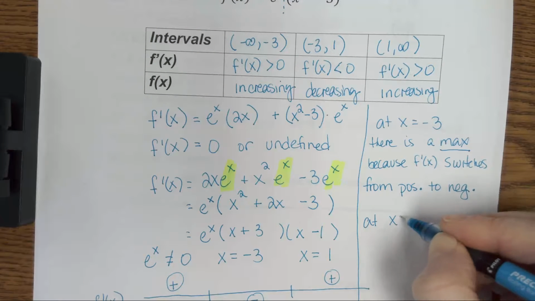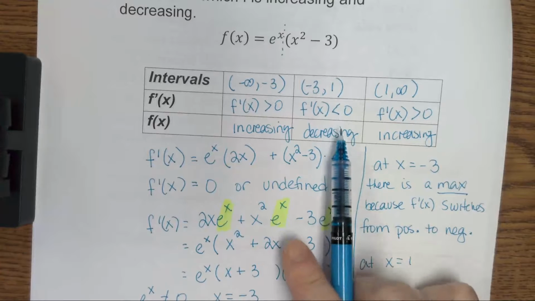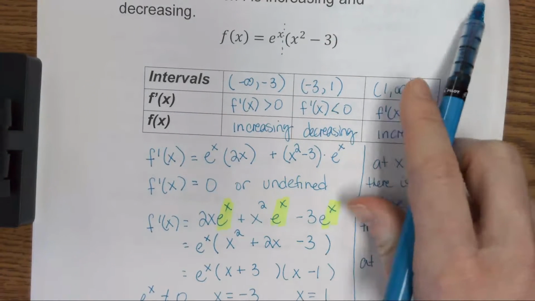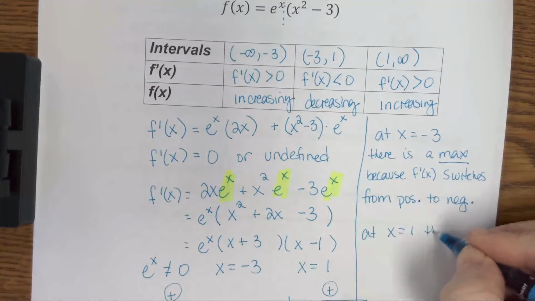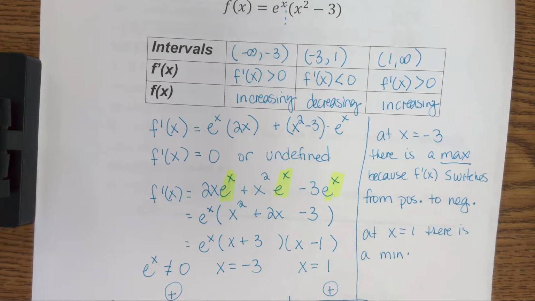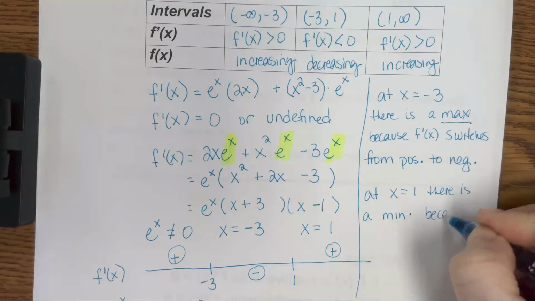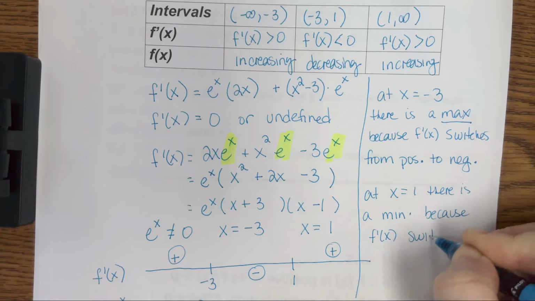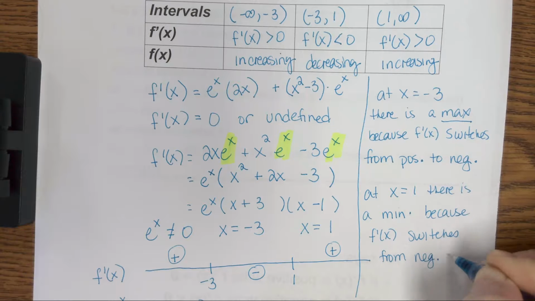At x equals 1, we have a function that switches from decreasing, so going down, to going up. So what has occurred here is a minimum. We want to use calculus, the derivative. So the reason why is because f prime of x switches from negative to positive.